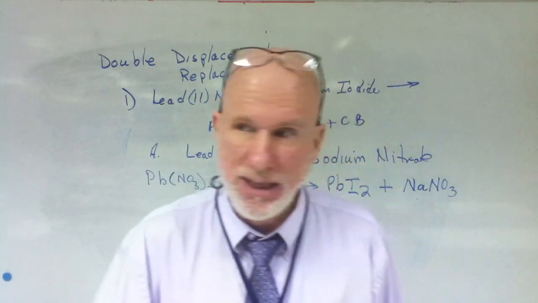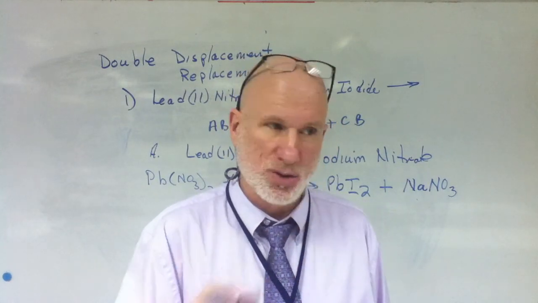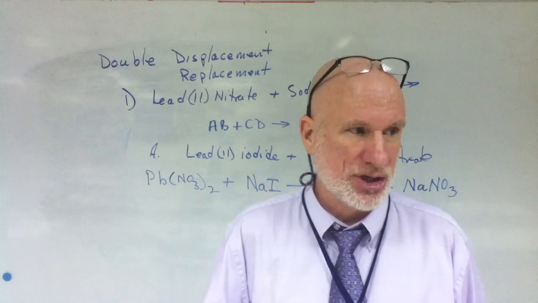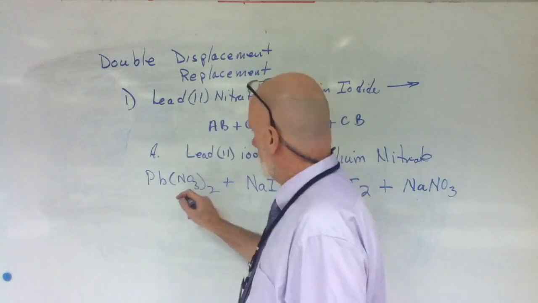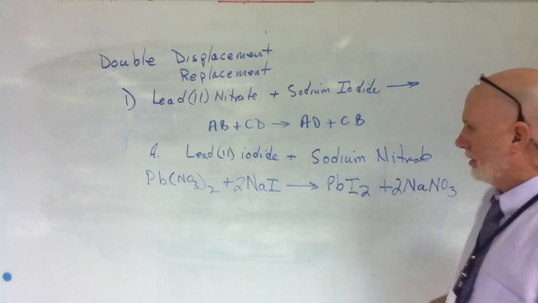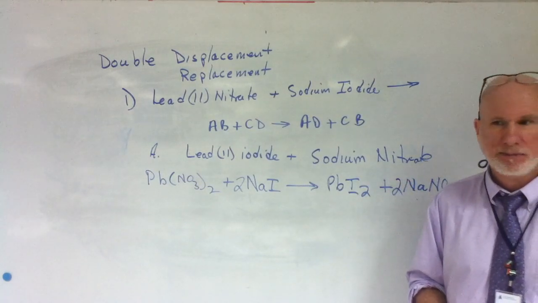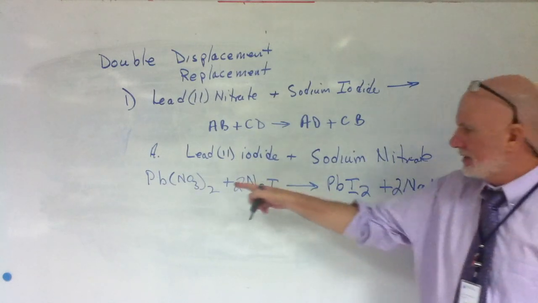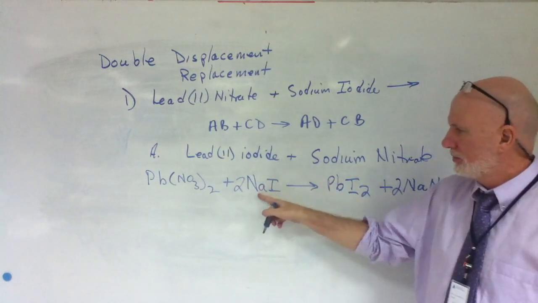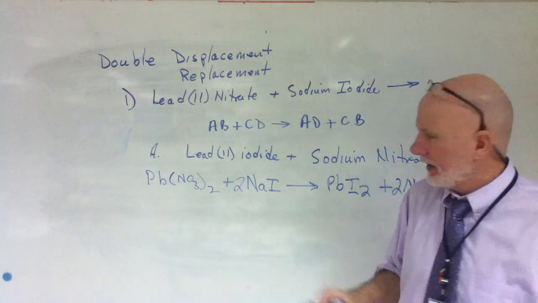It's not just that the number of atoms on the left equals the number of atoms on the right. There's one more step that you have to make sure to check your work. So it's going to be 2 and 2. I balanced the nitrate. So I have 2 nitrates there, put it here, 2 sodiums, and you're done.